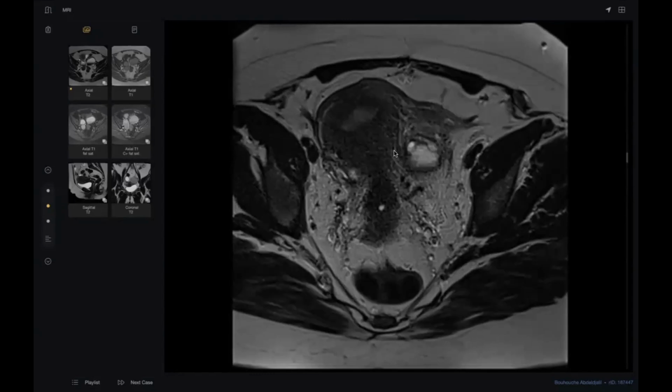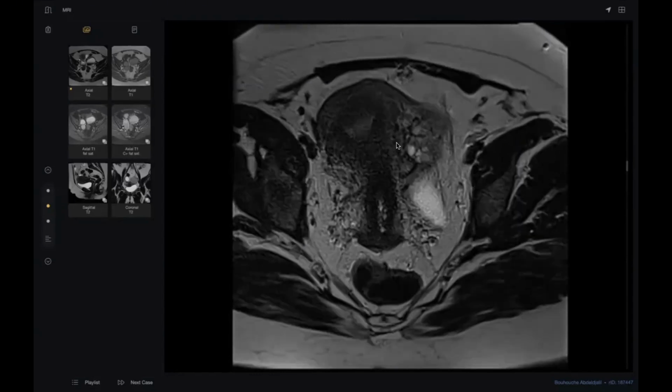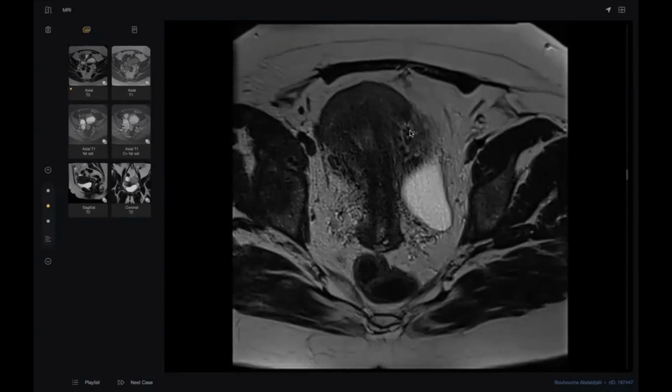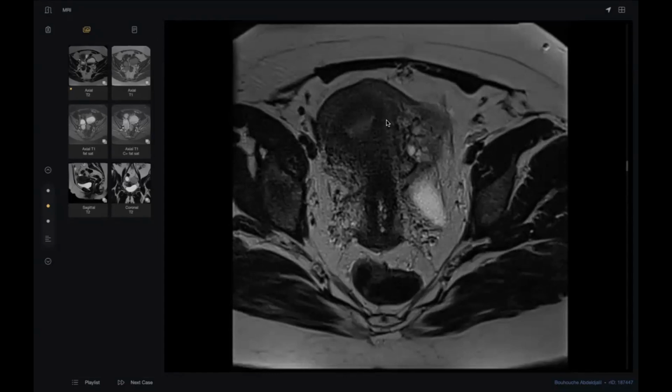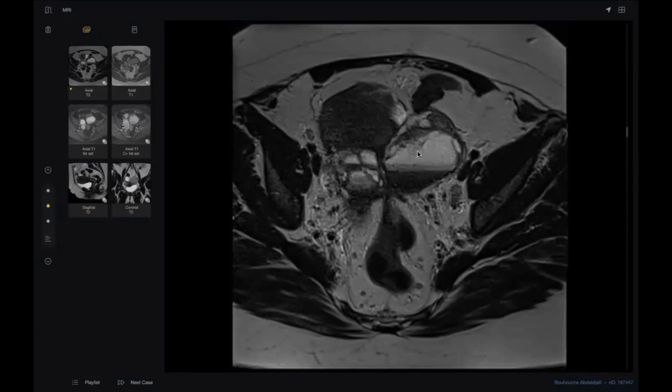Excellent. I'm looking at the uterus to see if there is any evidence of adenomyosis. The junction zone appears to be slightly irregular. However, I will also confirm on the sagittal images, as I'm thinking of endometriosis. I will also look at the T1 images. One second.